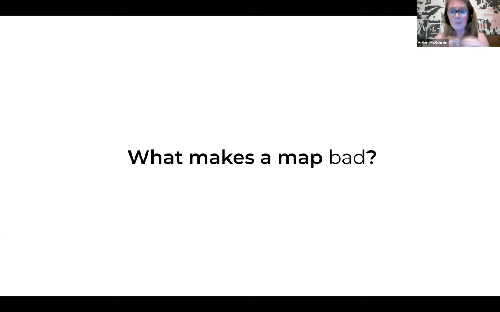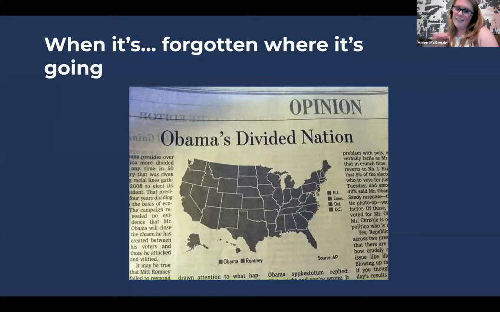It's not always the map maker's fault, but I just wanted to look at a few examples to illustrate what makes a map bad. So first of all, a map is bad when it's forgotten where it's going. Here is a map that I imagine was originally supposed to be an electoral map with states colored blue and red, depending on which way they voted. You can see that either the cartographer or the publisher, there was a miscommunication somewhere along the line. And now we just have a black and white, completely indecipherable map in this black and white newspaper. So something to always be aware of is know where your map is going.